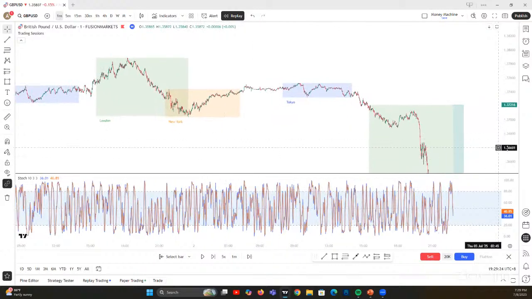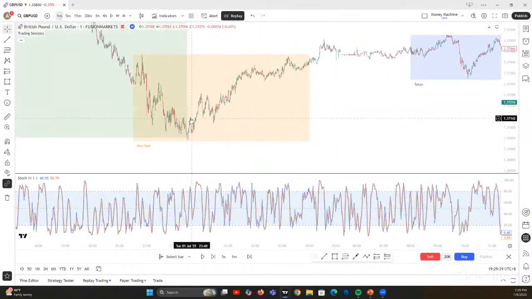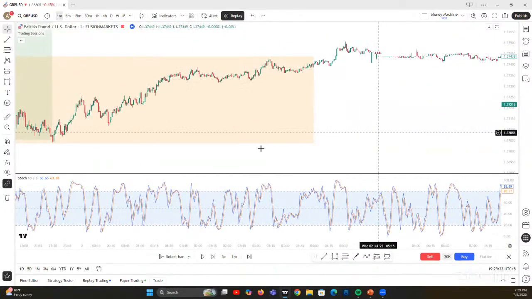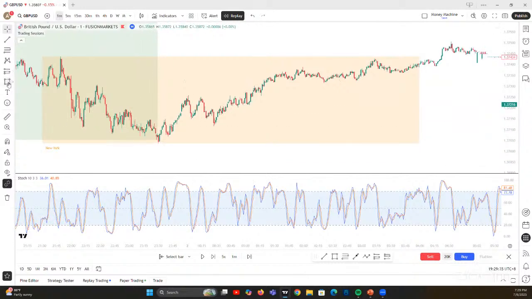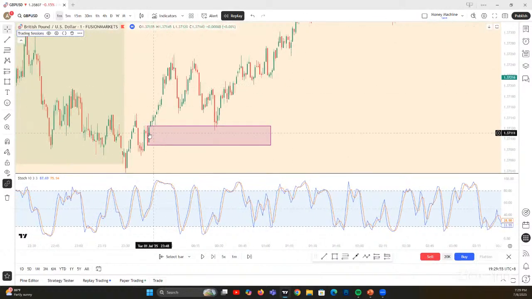Now you did your change of character here, and then you mark your order block here like that. You mark your order block here or here maybe. On this example, the change of character is there. Where's the order block? There. There's the order block. You see? That's your order block.